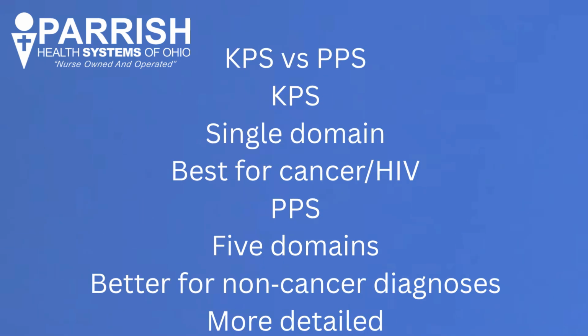When comparing the Karnofsky Performance Status, KPS, to the Palliative Performance Scale, PPS, the key difference lies in how each tool measures decline. KPS evaluates a single domain, functional ability, and is most effective for conditions like cancer and HIV, where decline is primarily functional. PPS, by contrast, assesses 5 domains: ambulation, activity level, self-care, intake, and consciousness, making it more detailed and better suited for non-cancer diagnoses where decline is multidimensional. This broader structure allows PPS to capture a more nuanced picture of overall deterioration.